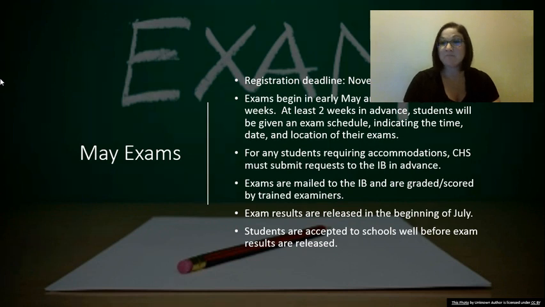Like I said, they begin in May and continue for about 3 weeks. For every student that requires accommodations, Chesterton submits those requests. When the exams are finished, they're mailed off to the IB and are graded and scored by trained examiners. Exam results are then released in the beginning of July, and by then students have already been accepted to schools well before those results are released.